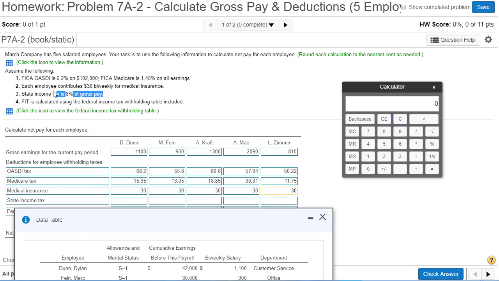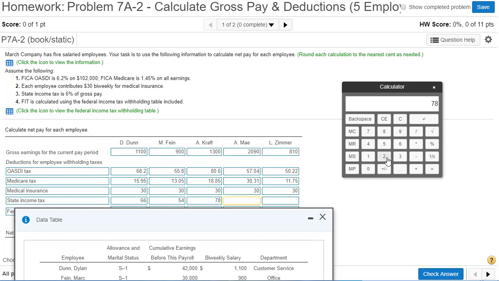You're just going to take their gross pay times 6%. So Done, we got 1,100 times 0.06 is $66. For Fine, the other way you can calculate it is 900 times 6 equals, then divide by 100, $54. Craft, we've got 1,300 gross times 6 divided by 100 gives us 78.